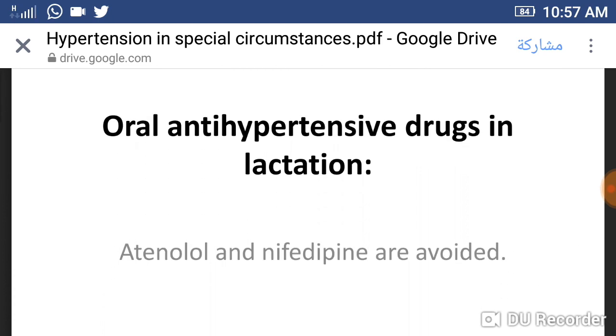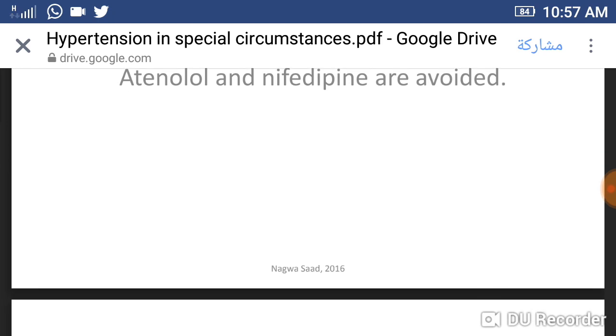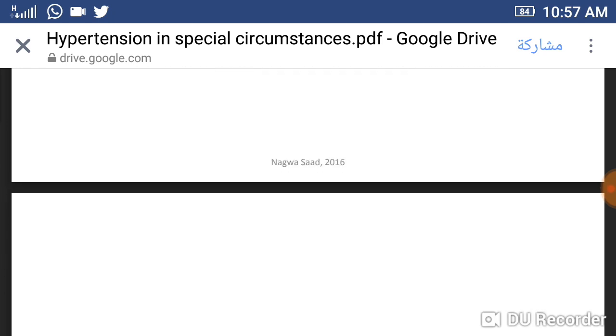Oral antihypertensive drugs in lactation: atenolol and nifedipine are avoided. Thank you.